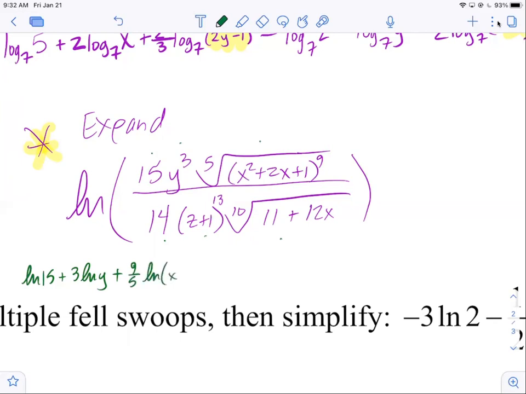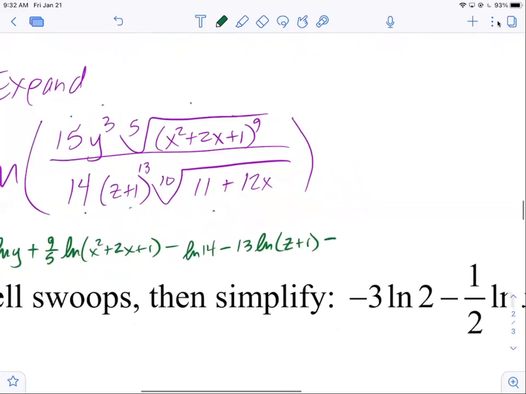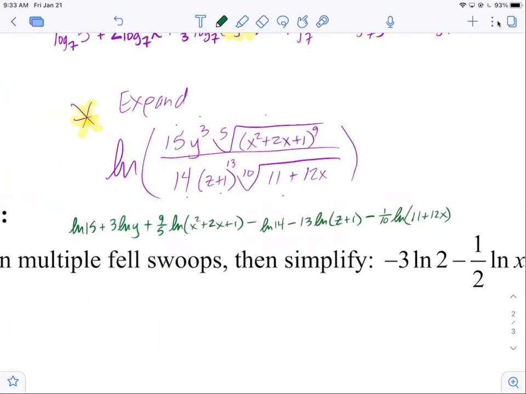Natural log of parentheses, x squared plus 2x plus 1, right? And then minus the natural log of 14, minus 13 natural log of parentheses, z plus 1, and then minus, this is all to the first power under the radicand, but it's to the 1/10, so it's 1/10 natural log of parentheses, 11 plus 12x, close. That's it. There you go. Yeah, that was easy. So anything that has multiple terms in the argument, you need parentheses there.